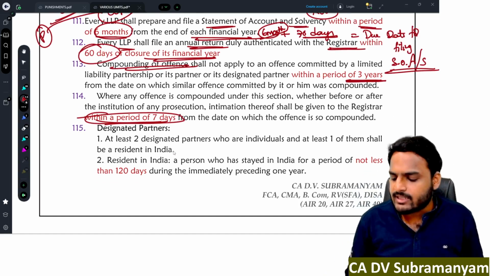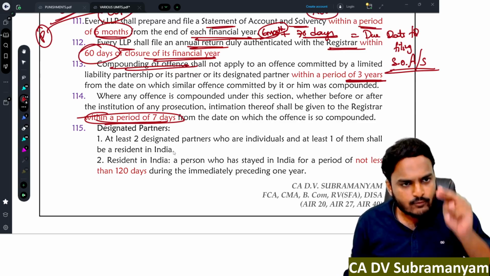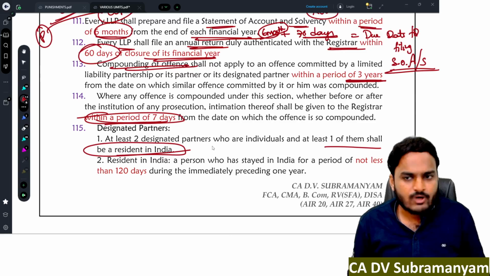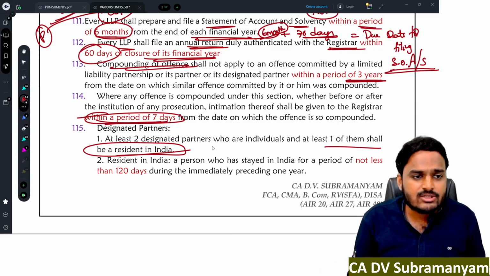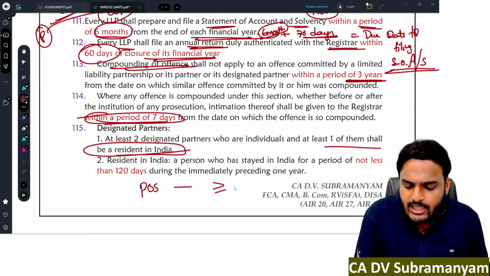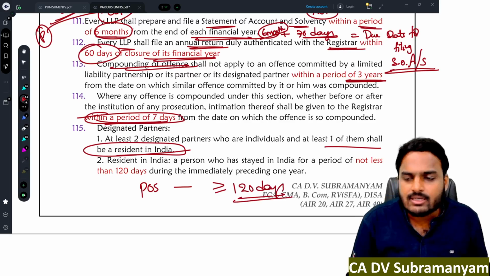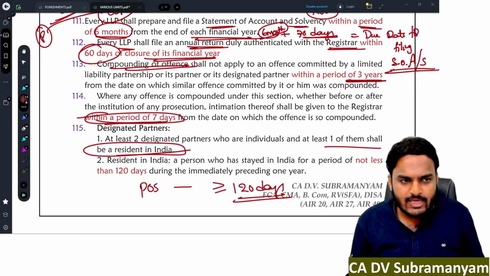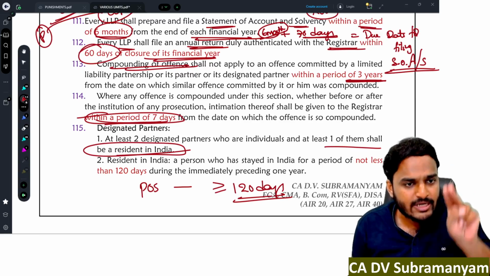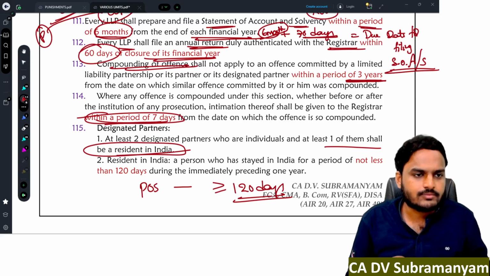And next one, designated partners. Every LLP shall have at least 2 designated partners. Out of 2 designated partners, one shall be resident in India. So here residential status, how can we check residential status? Period of stay in the preceding financial year. If it is greater than or equal to 120 days, then we can call him as resident. Compulsorily these 2 designated partners should be individuals. Out of 2 designated partners, one should be resident in India.